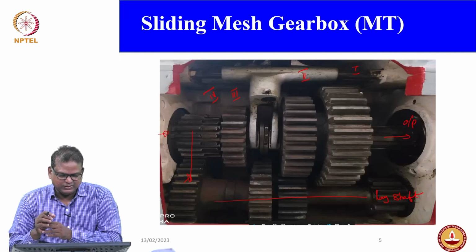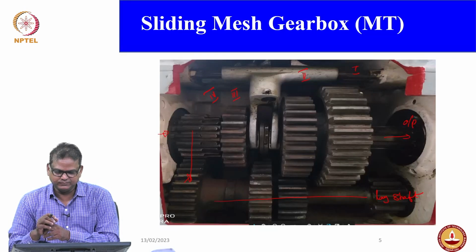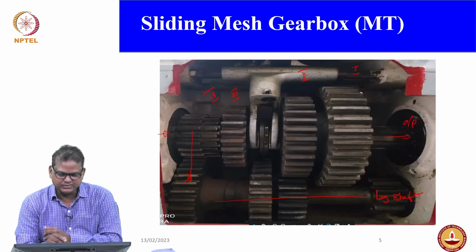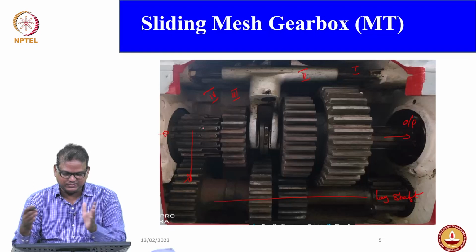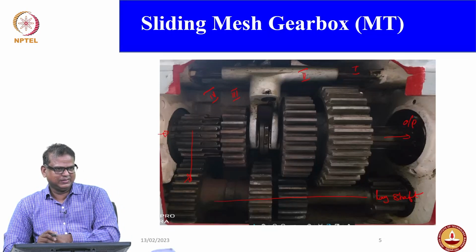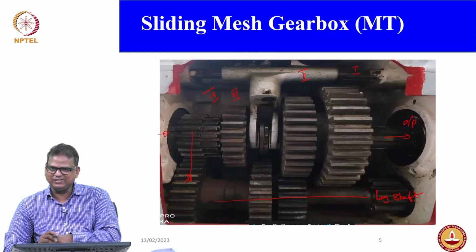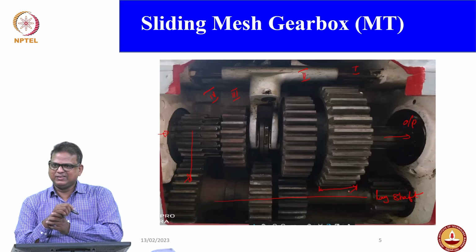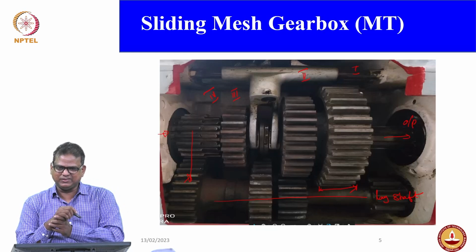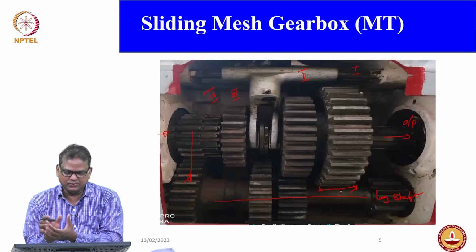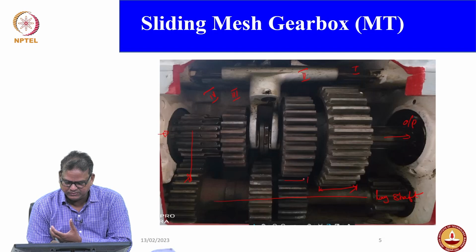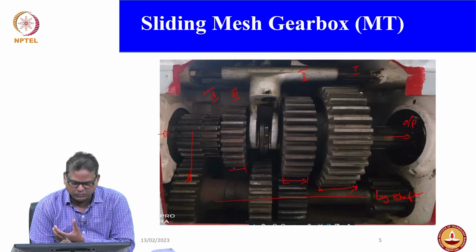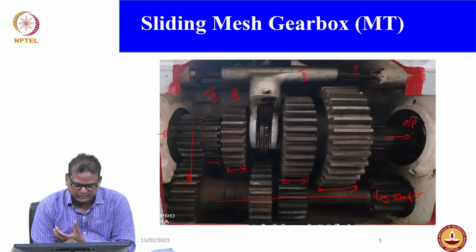What is the other information you get from this figure? Look at the first gear, second, third and fourth. What is it that you are observing? The size is changing, right. I am not talking about the gear size. I am talking about your face width. Can you see that? The face width is larger for the first gear, then the next gear has a smaller face width, and as you move on to the higher speeds, the face width keeps reducing.